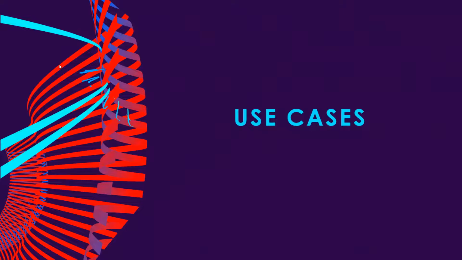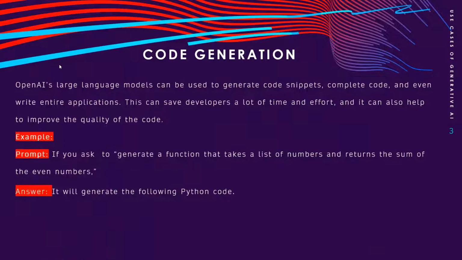So, the first use case is code generation. Let's see how OpenAI can be helpful in code generation. Suppose I need to write a function that takes a list of numbers and returns the sum of the even numbers. I only need to prompt this statement to OpenAI: generate a function that takes a list of numbers and returns the sum of the even numbers by using Python. It will generate the complete function code in the Python language. I can copy this code and easily use it.